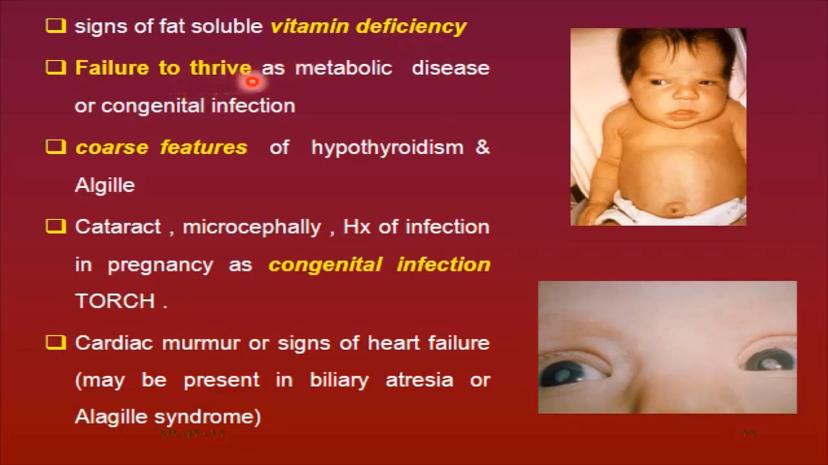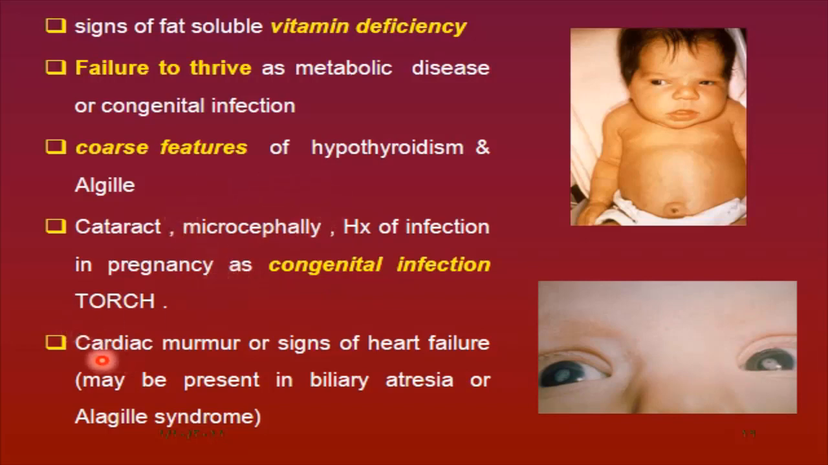Failure to thrive is seen in most metabolic diseases or congenital infection. Coarse features are seen in hypothyroidism, and Alagille has special facial features. This is a case of congenital hypothyroidism. You can see here the coarse features, the tongue, the umbilical hernia, and so on. Cataract, which is very important, may be seen in congenital infection, as in this picture. Microcephaly can also be seen in congenital TORCH infection.